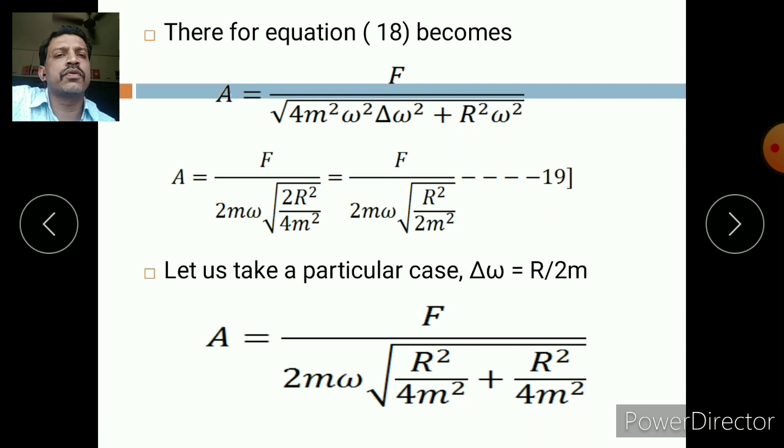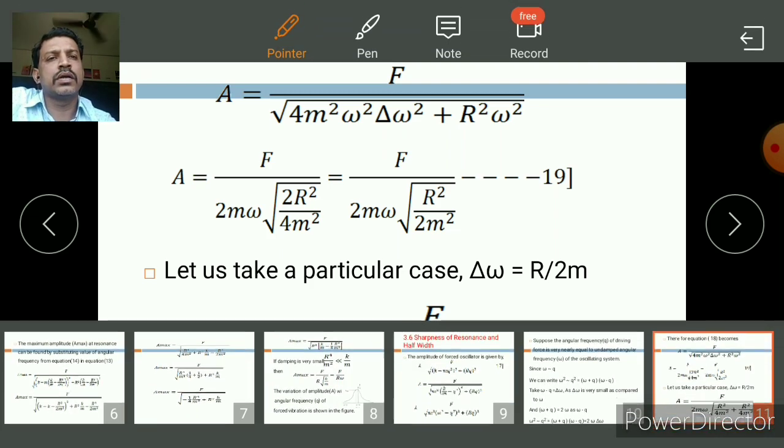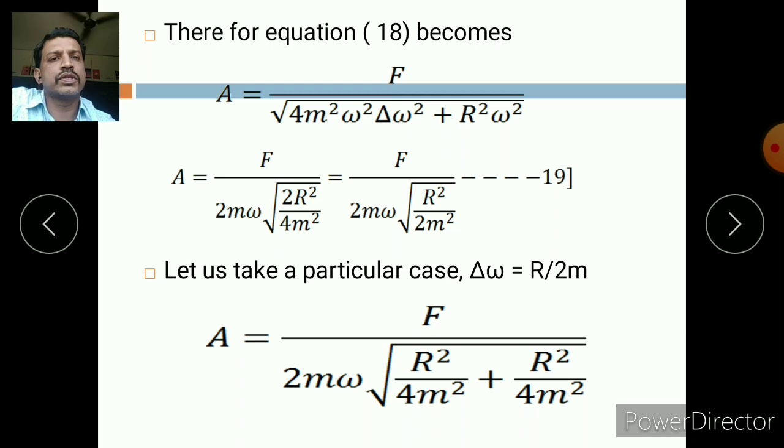Now what we do here, A equal to F upon, we take common 4 m omega from this equation. The square root of 4 is 2, the square root of m square is m, the square root of omega square is omega, and in the bracket we write delta omega square plus r square omega square.